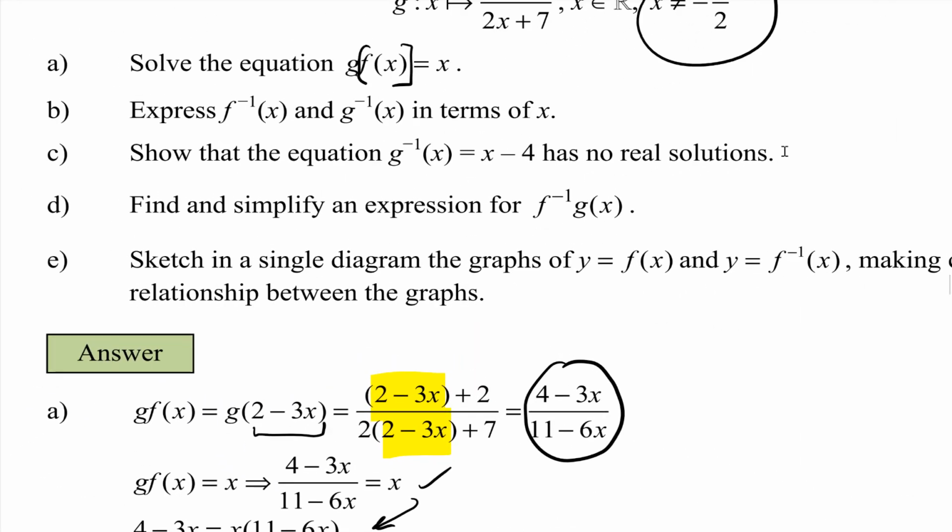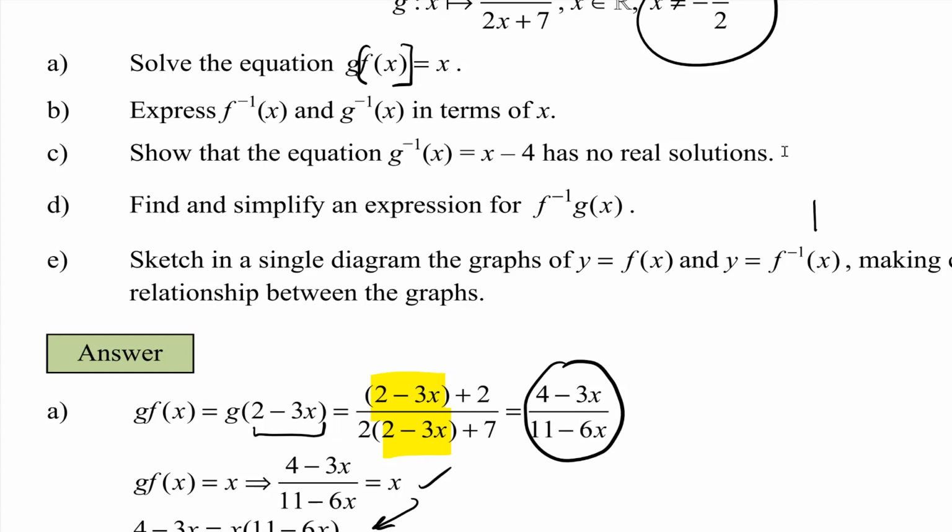Part D asks us to find and simplify an expression for f to the minus 1 of g of x. In other words, do g of x and then the inverse function. If you're thinking of this in terms of functions, we do g of x first, and then after we do g of x, we apply the inverse function to whatever we get out of there. So we input a number into here, take that number, input it into this one, and then we get our result out here. That's what that looks like.